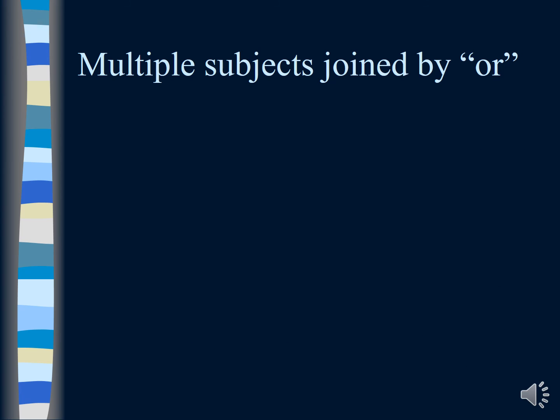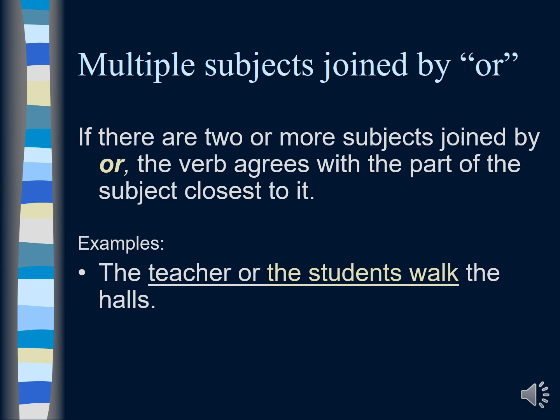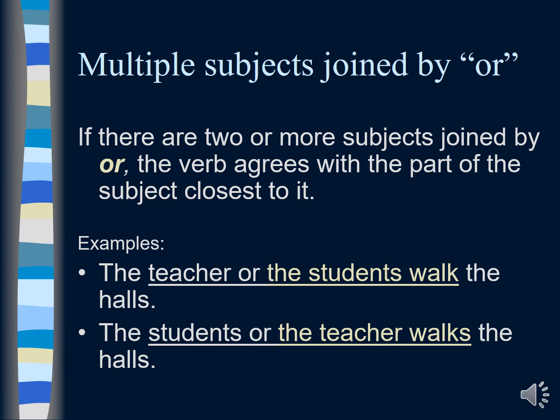Aside from and, or is also used to join subjects. If there are two or more subjects joined by or, the verb agrees with the part of the subject closest to it. Here are some of the examples. The teacher or the students walk the halls. The verb in the first sentence is walk. And what is the subject closest to the verb? The students. So the students is plural, therefore the verb should have no s.